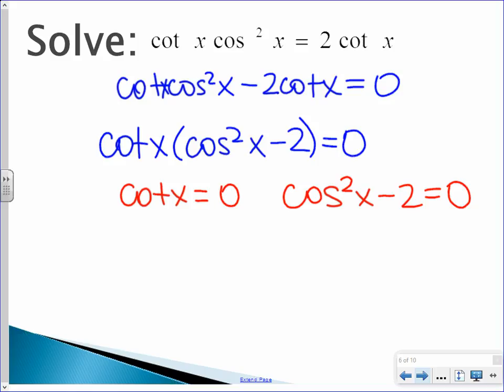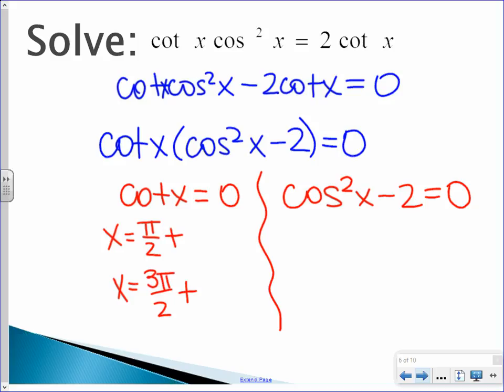Okay. All right, we'll start on the left side. The cotangent is equal to 0. Where? Caroline? Pi over 2? Is there another place? Okay. And what is the period of tangent and cotangent? Pi.